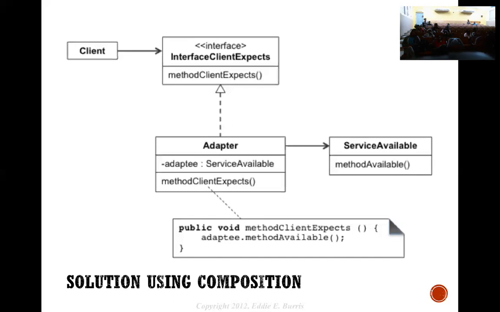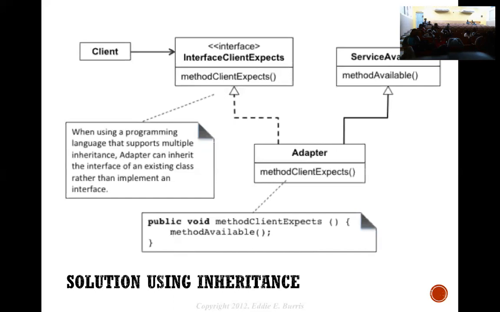Right? But let's look at this one. This one says, well, the adapter still is going to be realizing or implementing or providing implementation for the method that client expects. Right? But how does it do it this time? This time it inherits service available. So the way in which it is able to give us the method the client expects is by using inheritance. So it takes a method that is available and it has access to it now, so it can still do the wrapping. Same thing. Just a different way of approaching it.